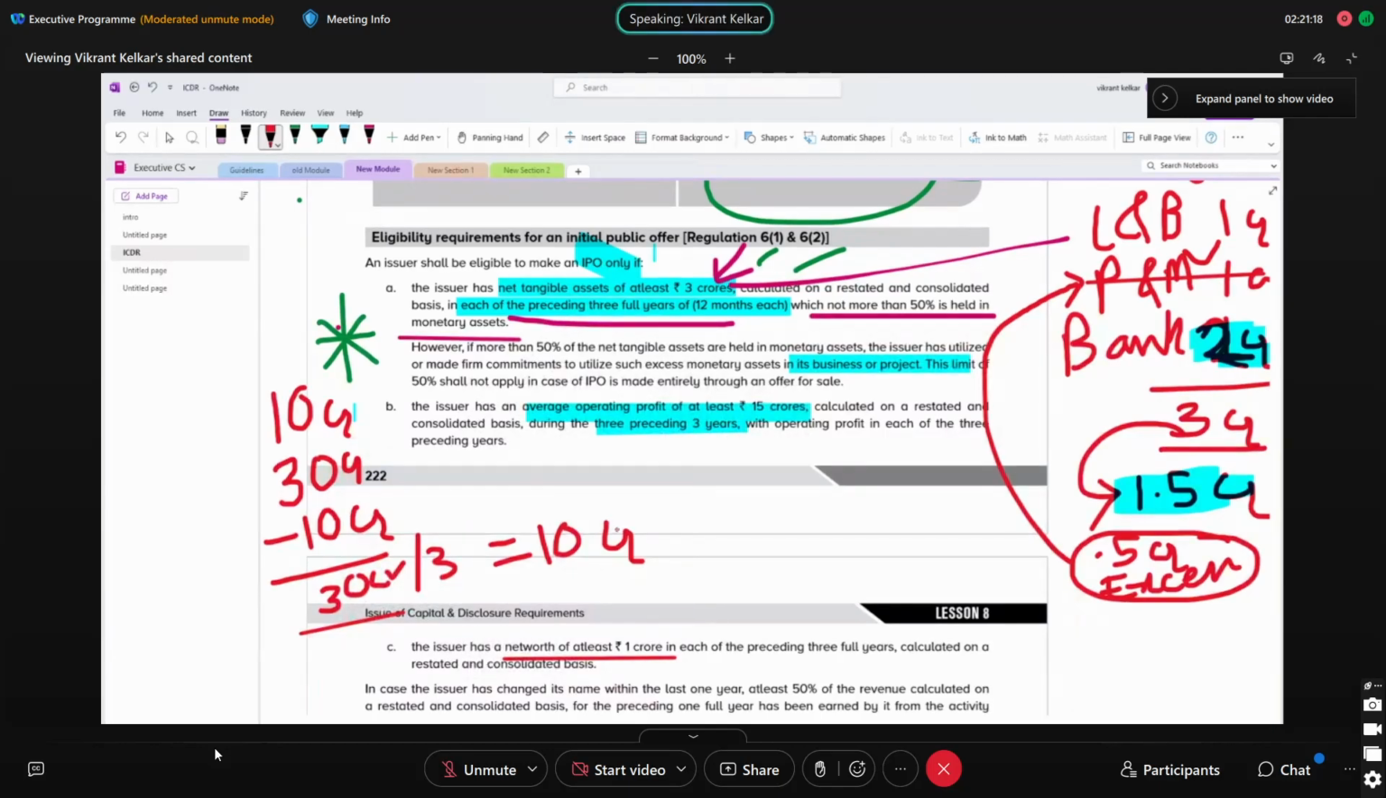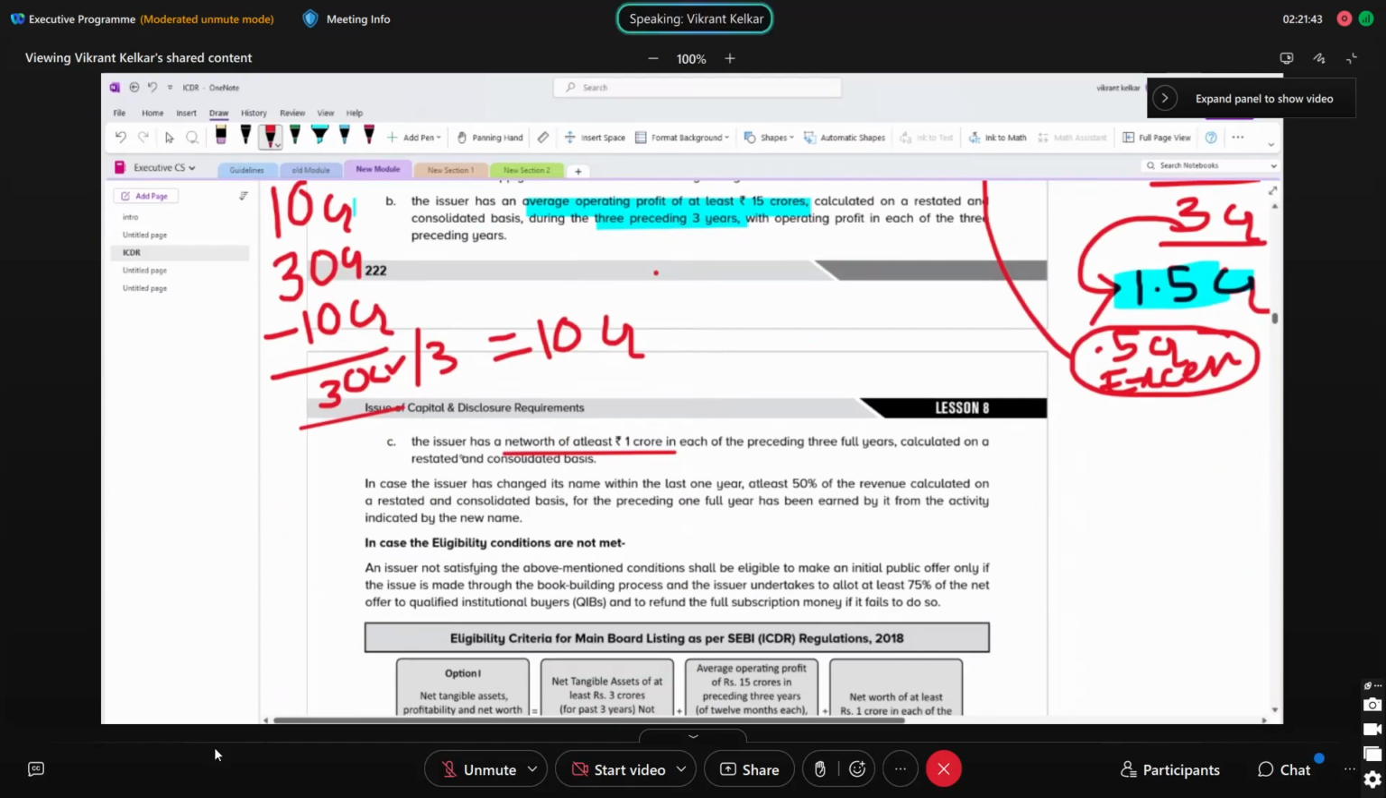So are you eligible? If you have less money, are you eligible? Are you getting the question? You are not eligible because the threshold is of what? 15 crore. Correct? So you should have that much amount. Are you getting the point? For the last 3 years, you have to calculate the profitability and then you have to make the average. Correct?